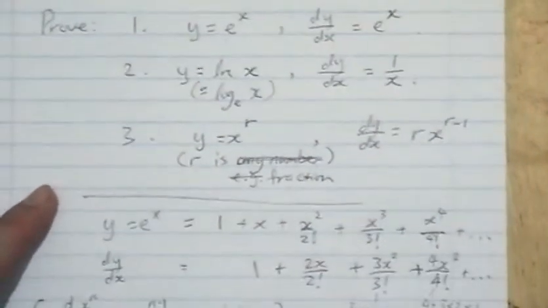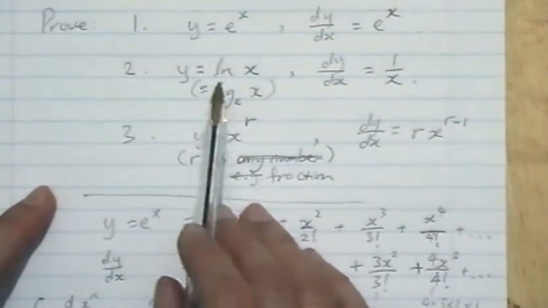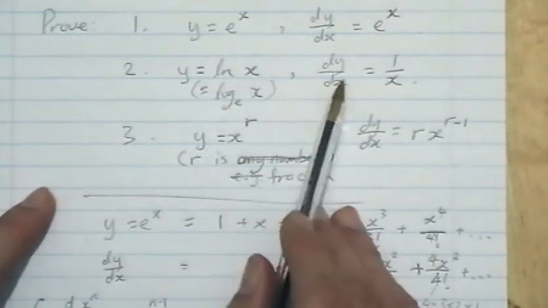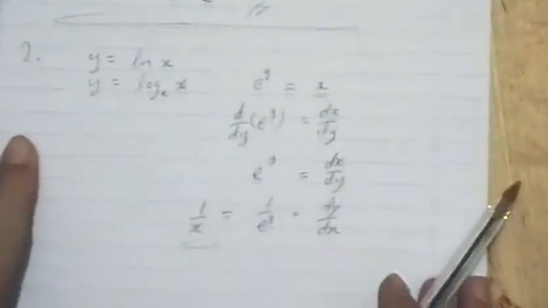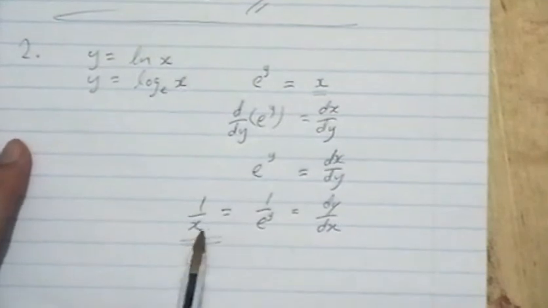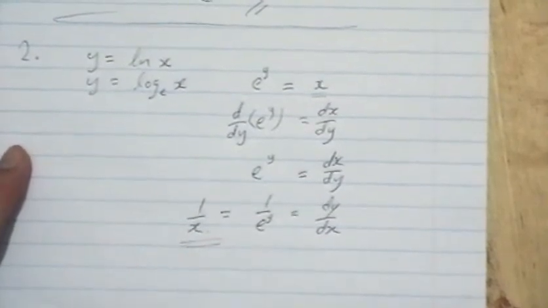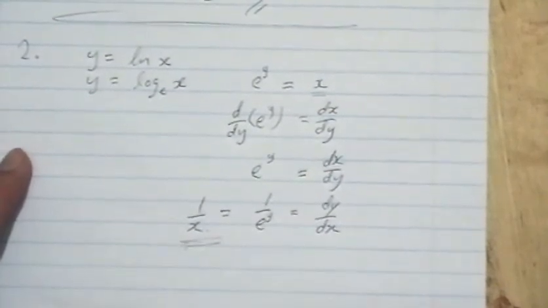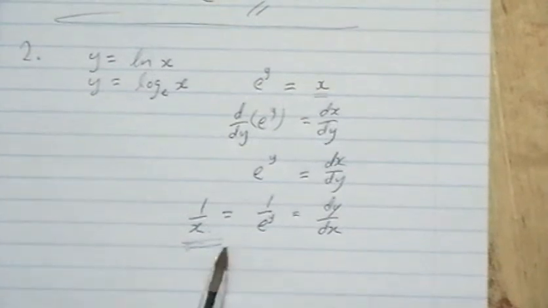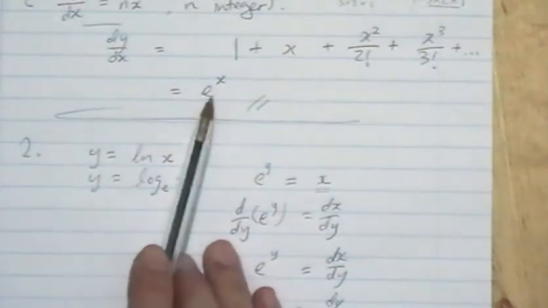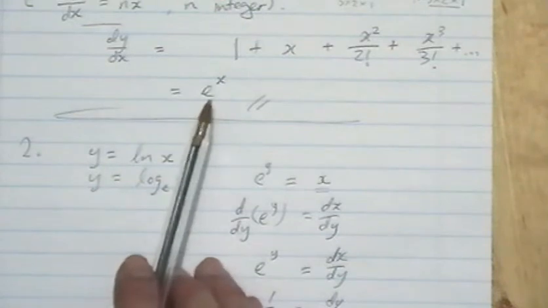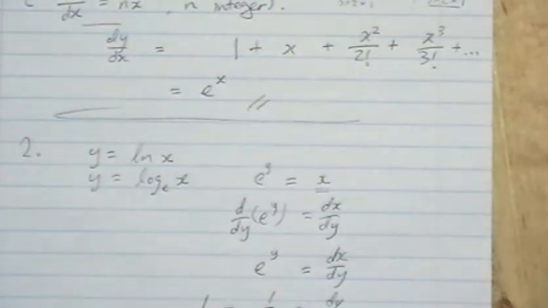Let's go back and check. The question is to show that when I differentiate log x, I get 1 over x. And here I've shown that the answer is indeed 1 over x. So this completes the proof for this part. This proof makes use of the result from the first formula.